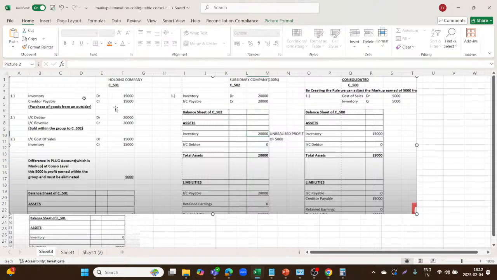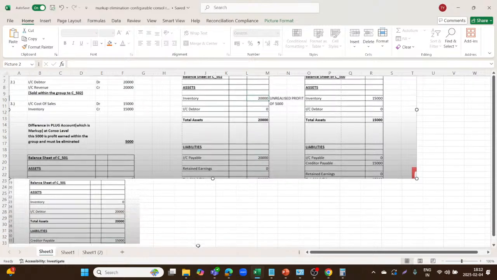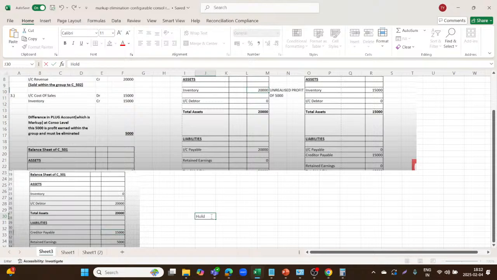Then the holding company has invested 100% in the subsidiary company, and the holding company is now selling the inventory to the subsidiary company for 20,000. That means, suppose the holding company has purchased inventory of 15,000 and it is selling the same inventory to the subsidiary company for 20,000. So the 5,000 margin that the holding company has earned is within the intercompany margin, right? That is within the company only.